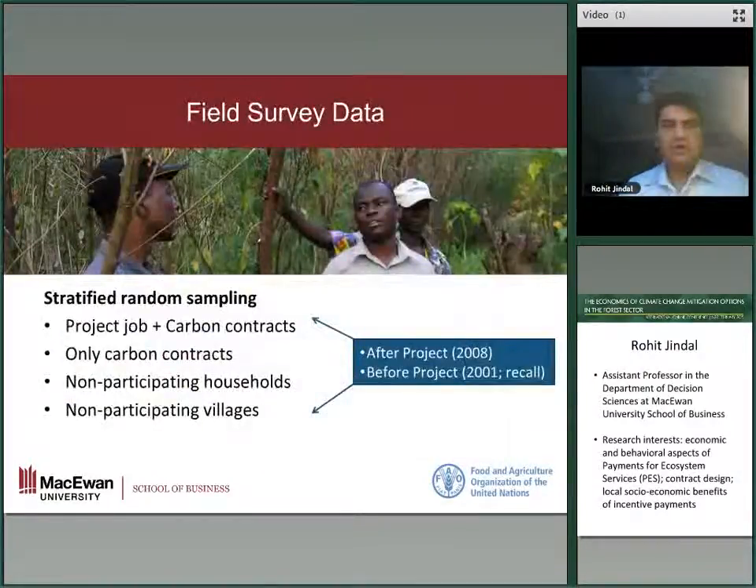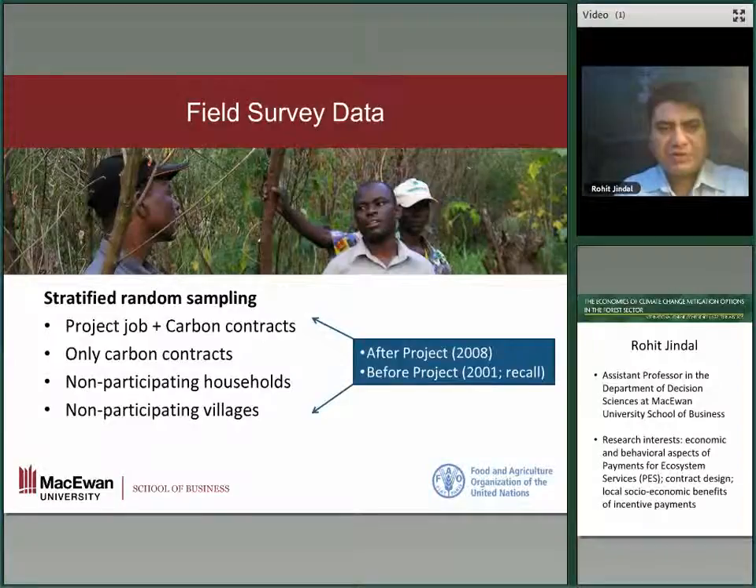Okay, so the field survey data were collected through what I call a stratified random sampling technique, where we looked at households that had both jobs in the project as well as carbon contracts. Then we selected households that had only carbon contracts, and then non-participating households that were not participating in the project at all. Apart from that, we also went to neighboring villages which were not participating in the project at all. So there were four levels of sampling: people who had a job and contracts, only carbon contracts, non-participating households, and non-participating villages. Then the data was collected for 2008 after the first phase had been implemented, and we also collected recall before-project data for 2001.